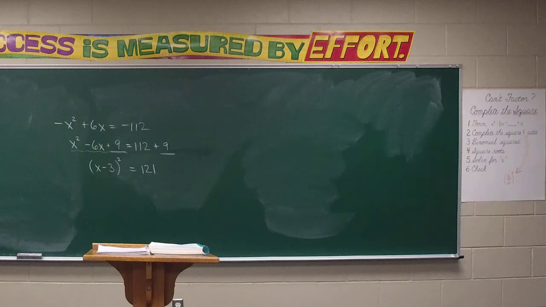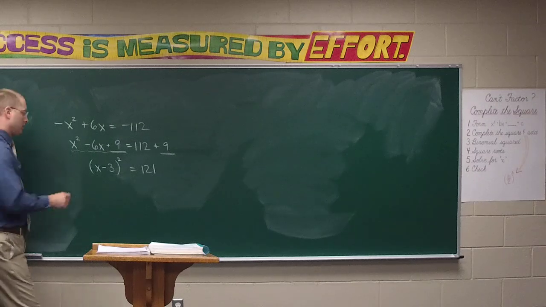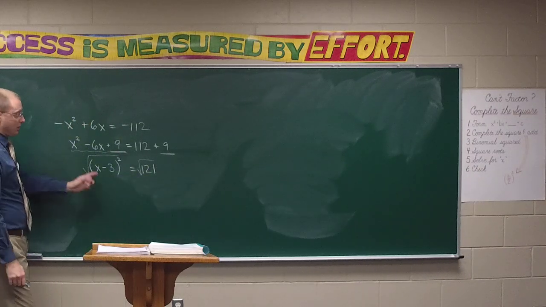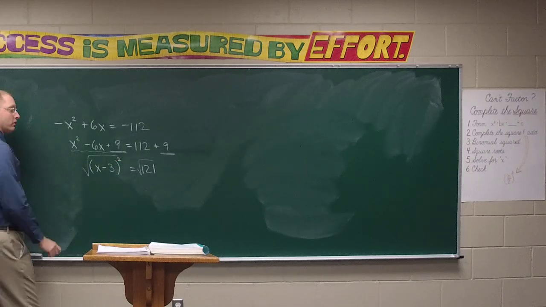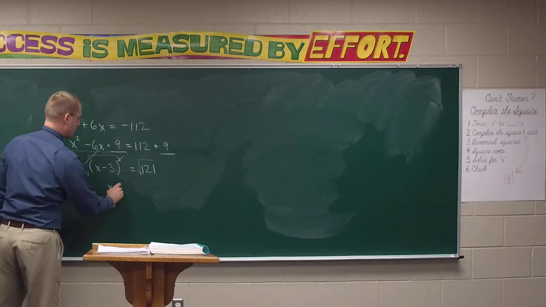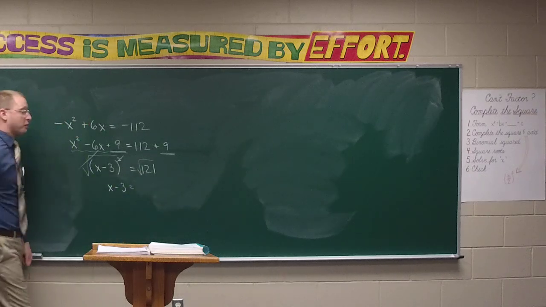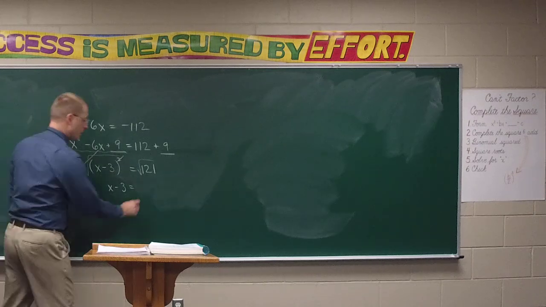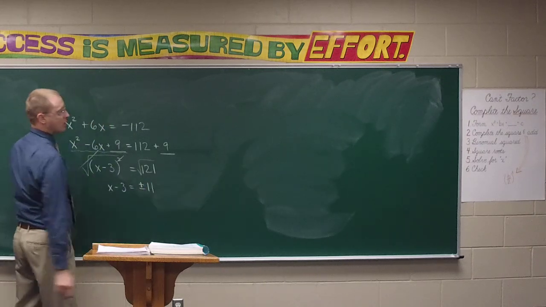Step number 4. What we've already been doing when we've seen this before is take the square roots. And of course, the square root and the square will cancel to leave me with just x minus 3. And on the other side, the square root of 121 is positive negative 11.